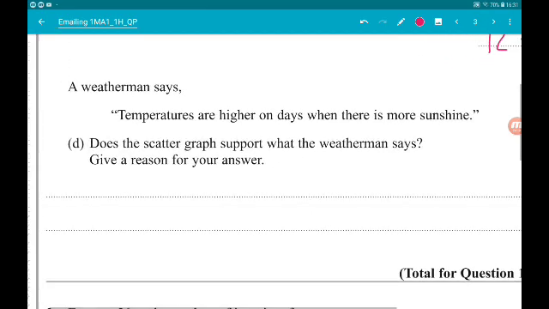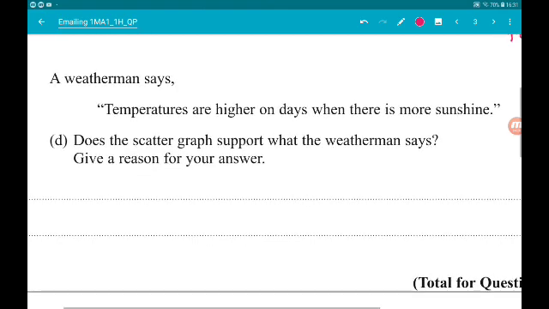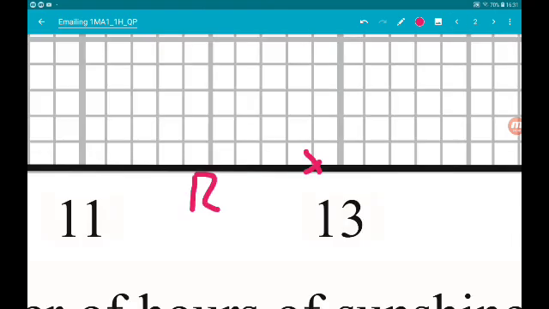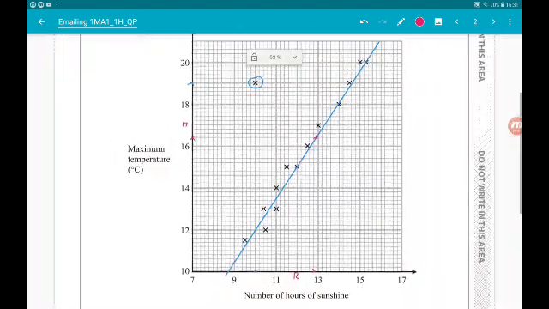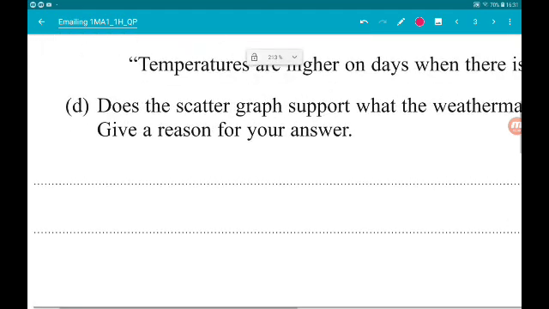Part D. A weatherman says temperatures are higher on days where there is more sunshine. Does the scatter graph support what the weatherman says? Give a reason for your answer. So we've sort of already covered this in the type of correlation. Looking back at the graph, we can see that other than the outlier, maximum temperatures are a lot higher when there is more sunshine. So the answer is yes.